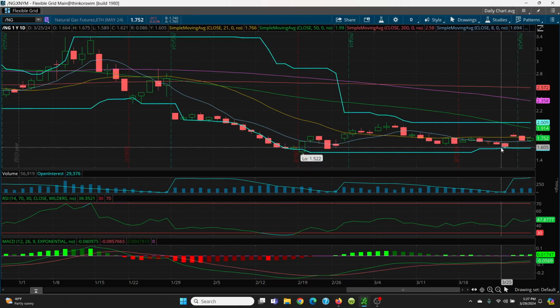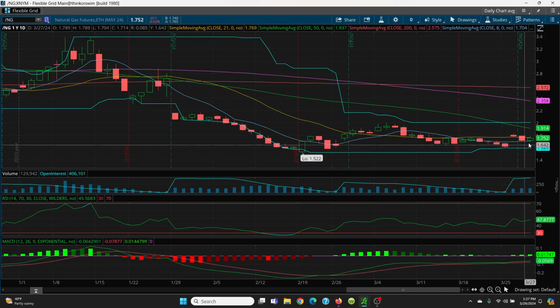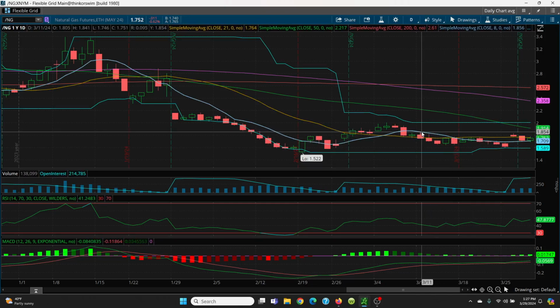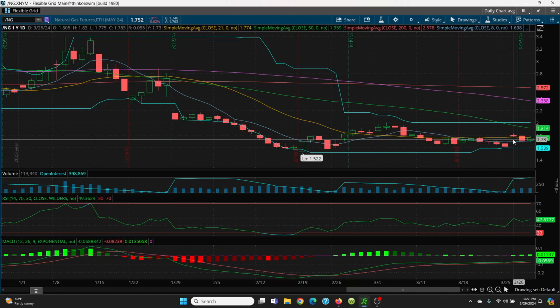So this is still very, very tricky. Because what you have here, you closed back above this 8 SMA, which is very good, but you did not close above that 21. So now what you have is a ping pong action, where the candlestick is in between the 21 SMA and the 8 SMA. So you've got a little bit of what's going on. Now it's going to be a tell here next week.